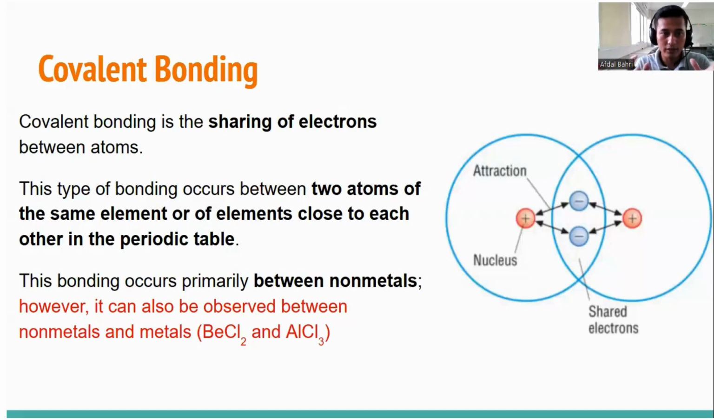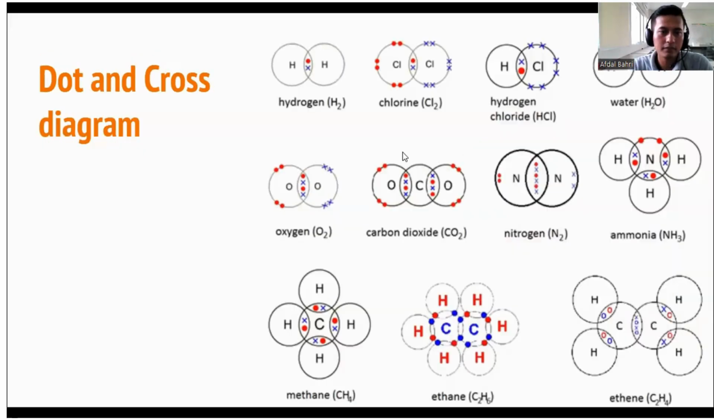We will go back to covalent bonding again. Covalent bonding is the sharing of electrons between atoms. This type of bonding occurs between two atoms of the same element or elements close to each other in the periodic table. Normally, it is between a non-metal and another non-metal. However, there are also some exceptions, such as in BCl2 or AlCl3. For now, we just use the common scenario between two non-metals.